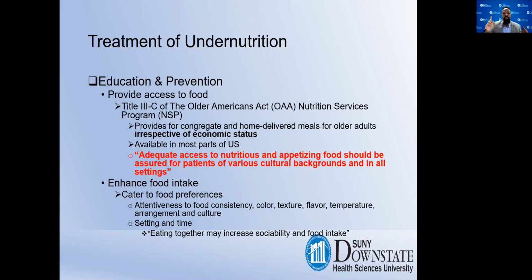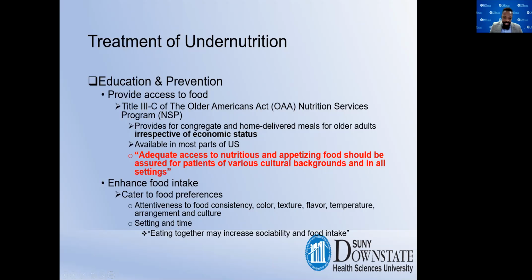So how do we treat undernutrition? One, we have to educate. Two, it's important to provide access to food, and that's how we prevent it. Prevention is better than cure. So prevent it in the first place by supplying everyone with food. And we mentioned employing mechanisms to enhance the food intake, right?